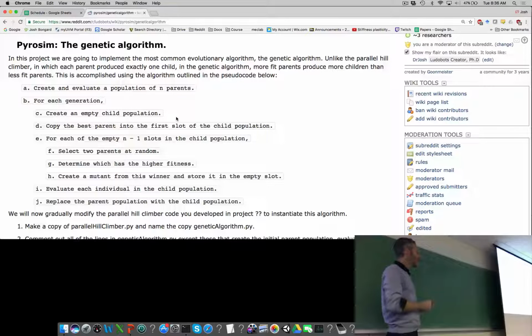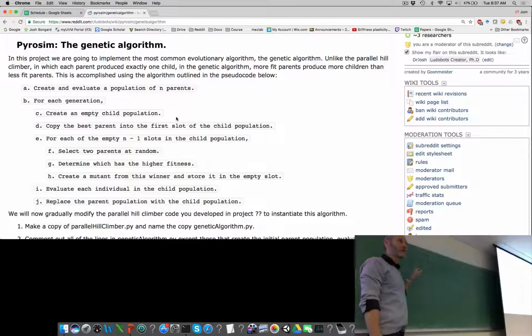The main difference between the parallel hill climber and the genetic algorithm is now the more fit you are relative to all the other individuals in the population, the more children you're likely to produce. But it's probabilistic, right? Because we're picking pairs at random. We may actually, in this cartoon example here, never pick P2. Maybe the only thing P2 does is survive into the next population. But the probability of that is relatively low.